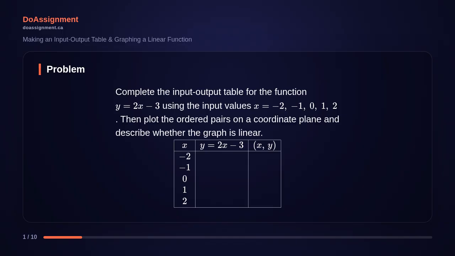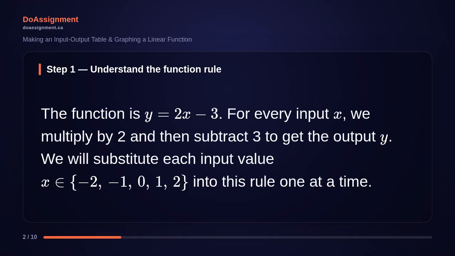Now, let us work through the solution step by step. Our function rule is y equals 2x minus 3. That means for any input x, we multiply it by 2 and then subtract 3 to find the output y. We will plug in each of the 5 input values one at a time.